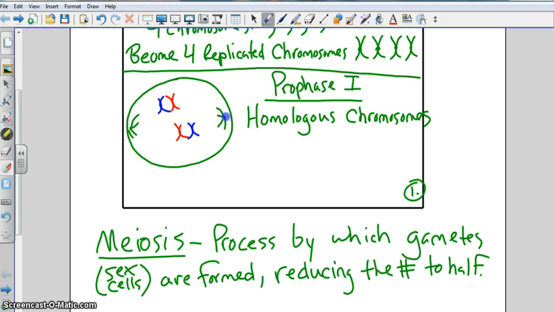So, in other words, these are chromosomes that have the same genes on them, but one of them I got from mom and the other one I got from dad. So if this chromosome right here has the gene for eye color, the other one does too. The only difference between them is that one came from one parent and the other came from the other parent. So in prophase 1, homologous chromosomes pair up, and we call that synapsis.